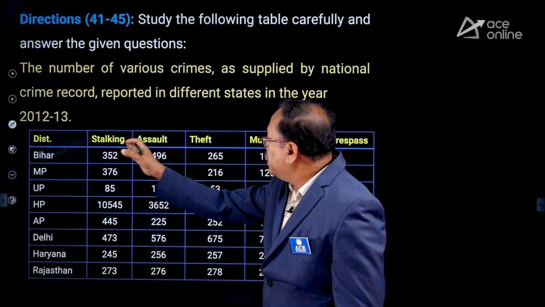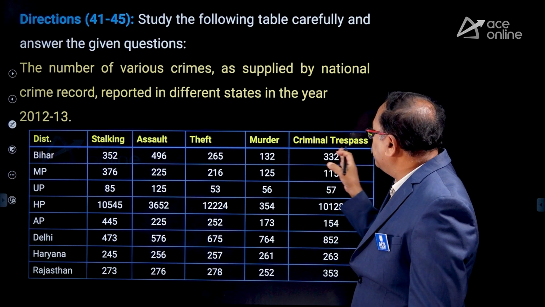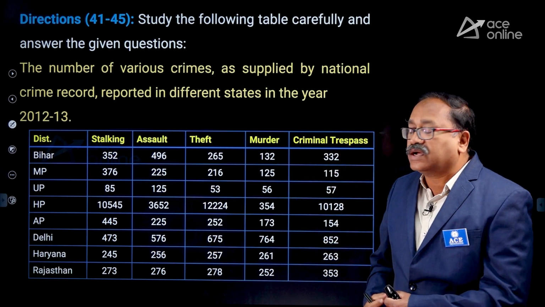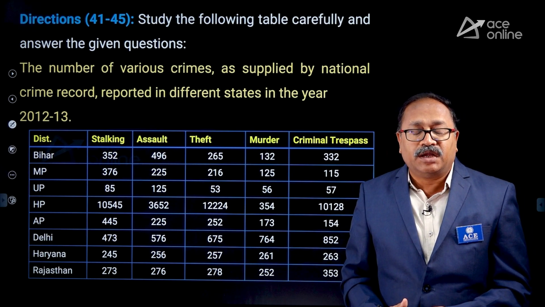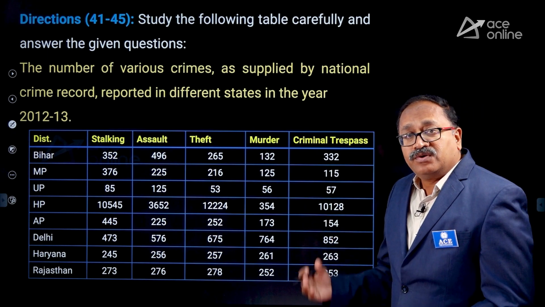And we have the different types of crimes: stalking, assault, theft, murder, and criminal trespass. Based on this data, we will have questions, and usually we have 5 questions on this. Let's move on to the question side.